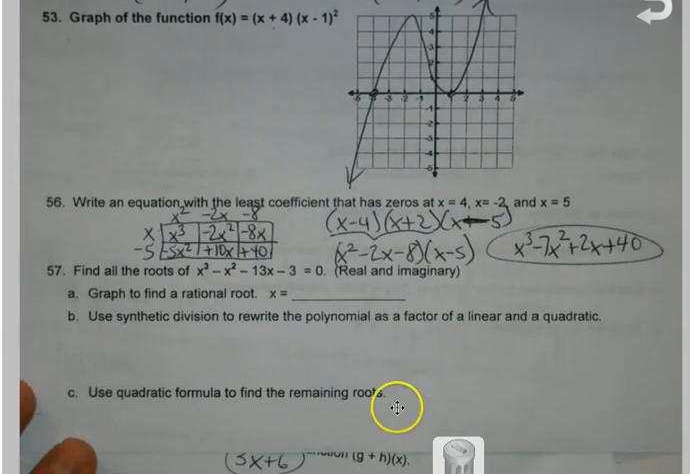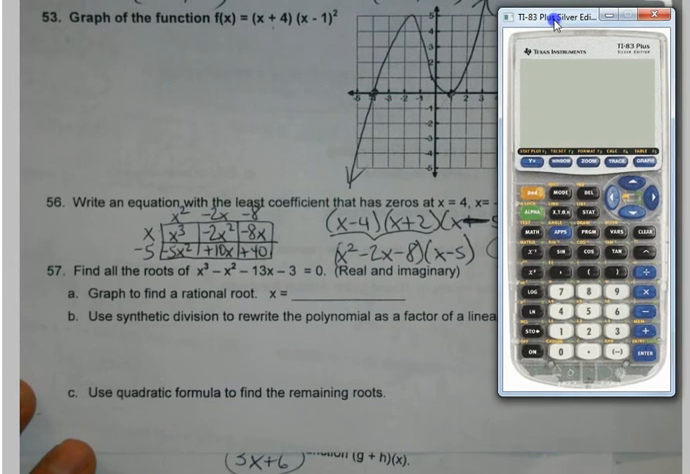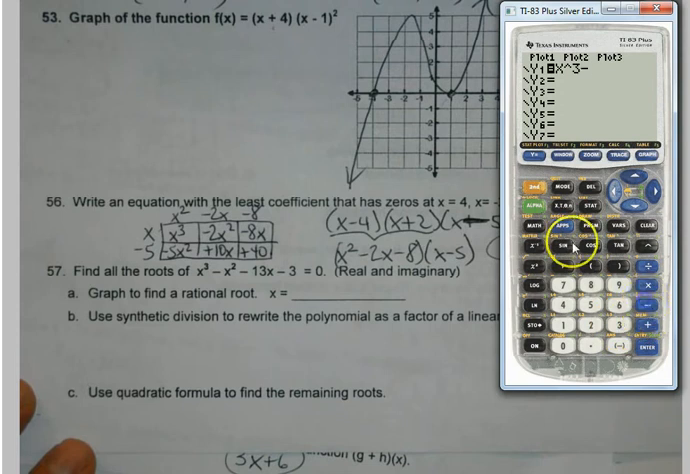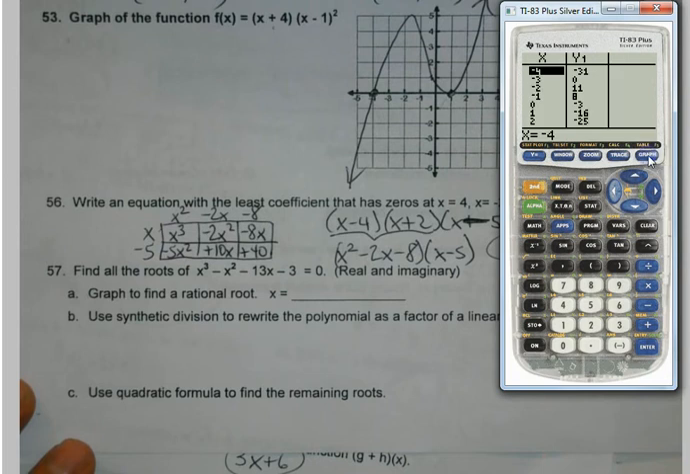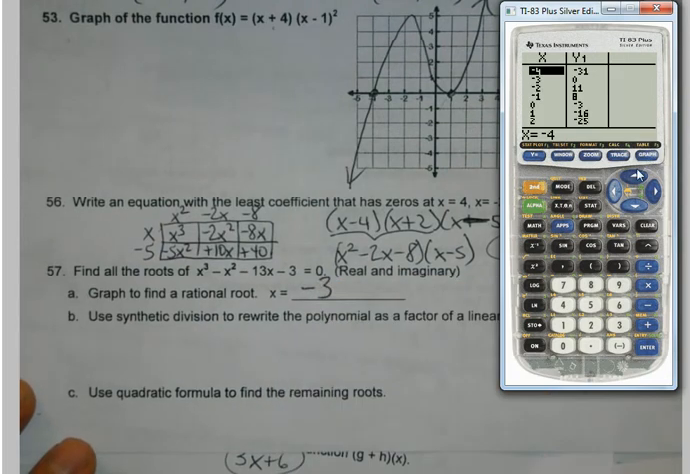Find all the roots, real and imaginary. Lots of calculator practice, which is good. It really helps in a lot of different areas, especially as we move forward. So let's get this finished up. Okay, we need to find a rational root. Well, I see one. X is -3.